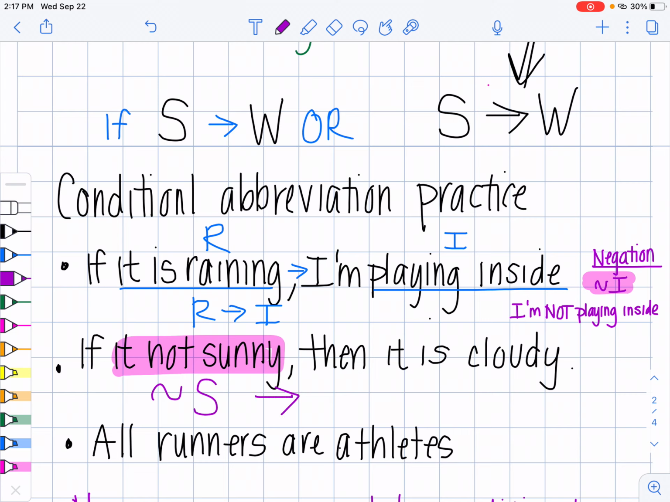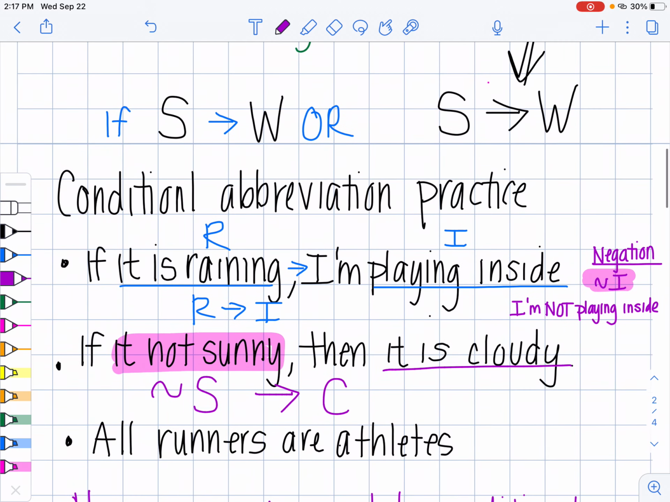Then it is cloudy, C for cloudy. So when you're writing out abbreviations, if it's negated, if it's a negative sentence, if it has a not in there, always write the negation in your conditional.